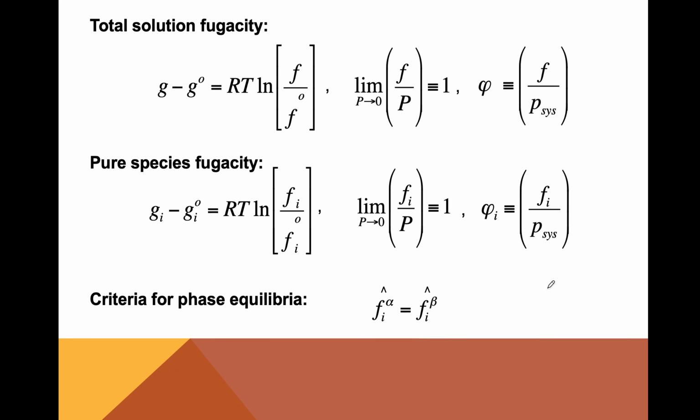And next is the total solution fugacity, whereby this is the equation. So we have G minus G naught equals RT ln f over f naught. After this, I will give one question on this. And the pure species fugacity. Please remember that this in brackets means it's always positive. And the criterion for phase equilibrium is that the fugacity in phase alpha equals the fugacity in phase beta.